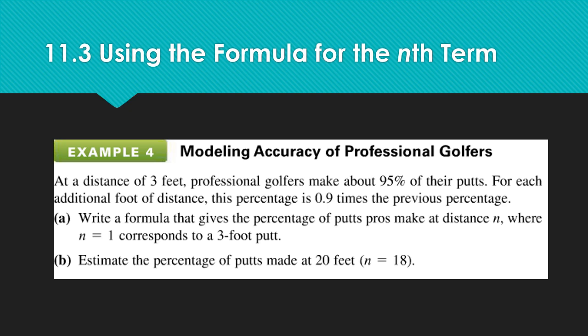At a distance of 3 feet, professional golfers make about 95% of their putts. For each additional foot of distance, this percentage is 0.9 times the previous percentage. Write a formula that gives the percentage of putts pros make at distance n, where n equals 1 is a 3-foot putt, and then estimate the percentage of putts made at 20 feet, which means n would be 18. Pause the recording, give this a try, and resume to check your answer.